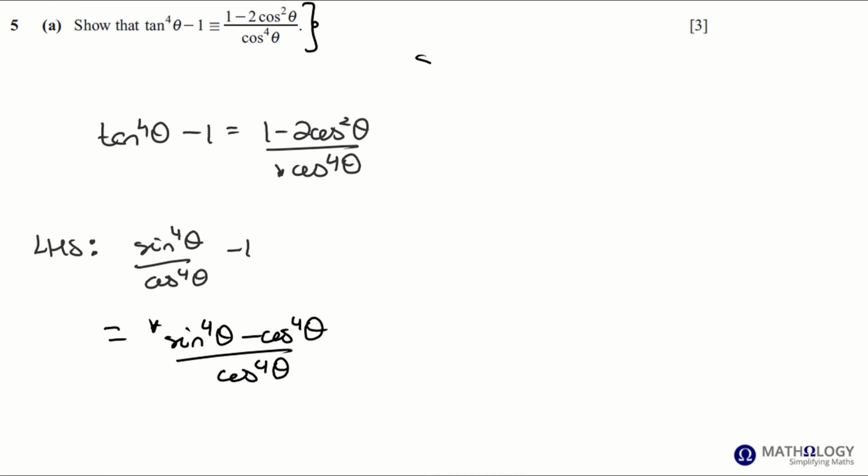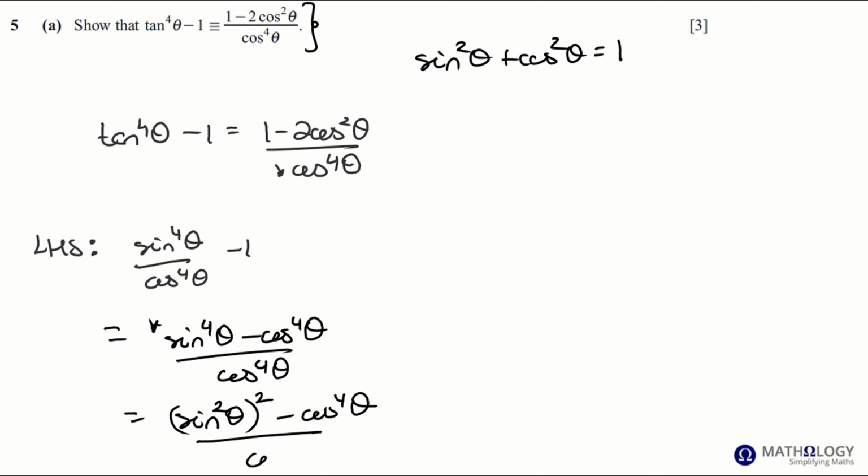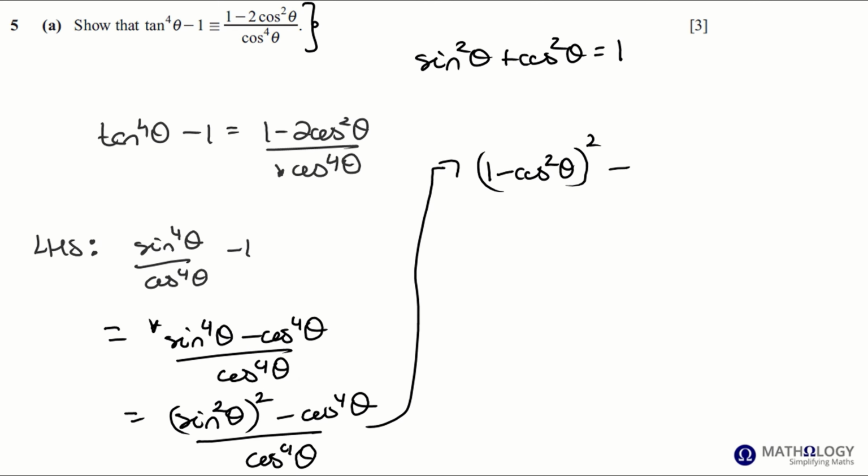So we are going to use the square identity, sine squared theta plus cos squared theta equals 1. We're going to write sine to the 4 as sine squared theta squared, minus cos to the 4 theta over cos to the 4 theta. This sine squared we're going to write as 1 minus cos squared theta, all squared. Then subtract cos to the 4 theta, and that's all over cos to the 4 theta.